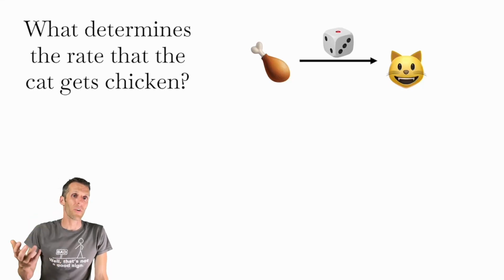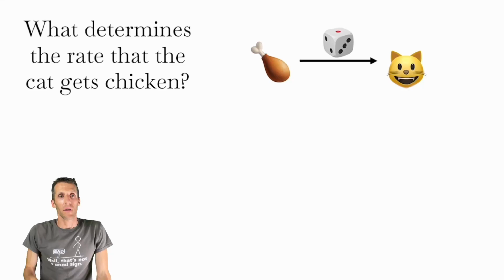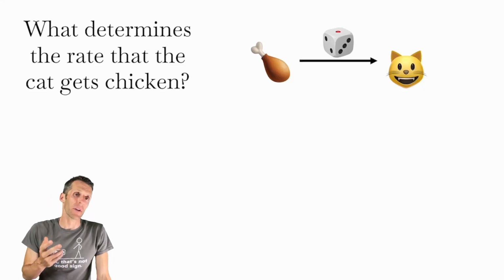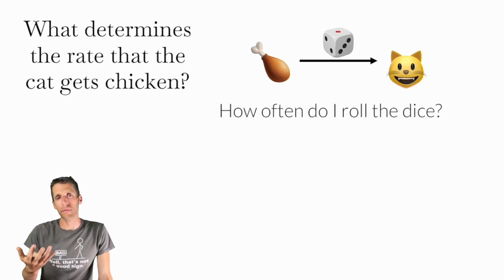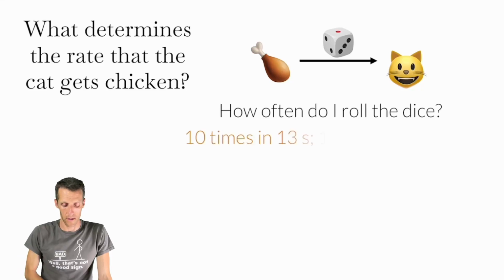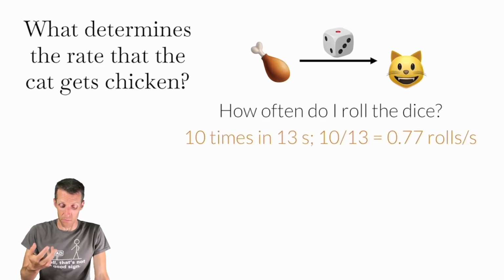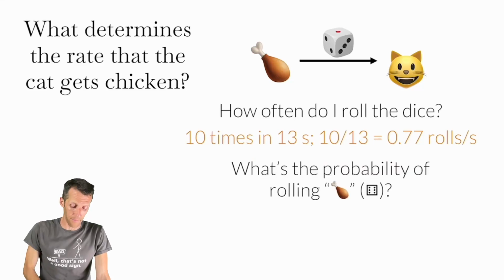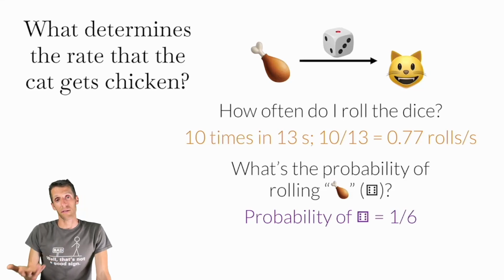Okay, so we have our experiment with my cat, who was a good sport about this whole thing. What we're going to be thinking about is what determines the rate that the cat gets chicken, right? And it turns out it's based on 2 basic things. It's how often do I roll the dice? And in this video, I actually rolled the dice 10 times in 13 seconds, which means I did 0.77 rolls per second. And then what's the probability of rolling something that gets chicken? In this case, a 6. That's a 1 in 6 on a fair dice, right?